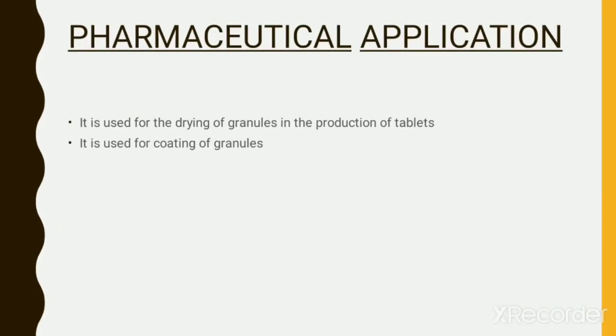And last, pharmaceutical applications. First, it is used for the drying of granules in the production of tablets. This type of apparatus is mainly used for drying granules in the production of tablets, and the second one is that it is also used for coating of granules.